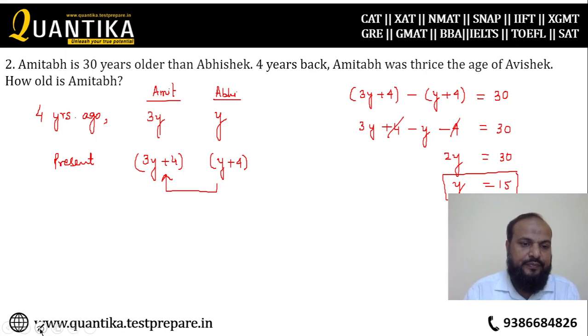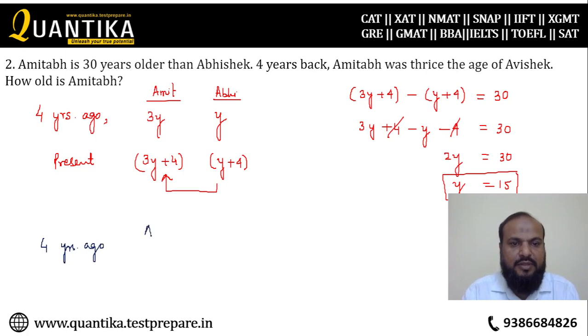So if you try to complete the table, 4 years ago, Amit ji is 3Y, that means 45, and Abhishek is 15. Now presently Abhishek is 15 plus 4, 19, and Amit ji is 45 plus 4, that is 49, and that is the answer. What is the present age of Amitabh? That is 49.